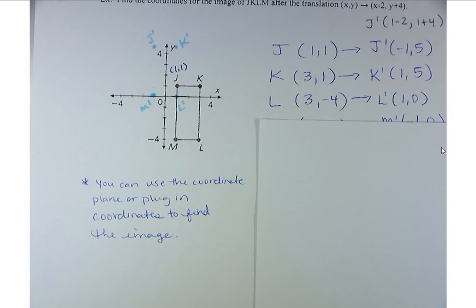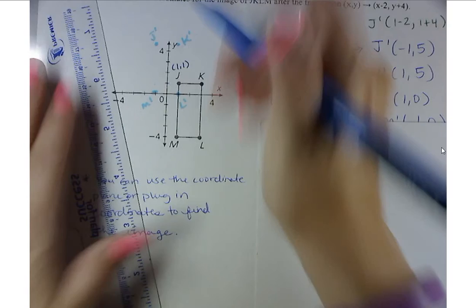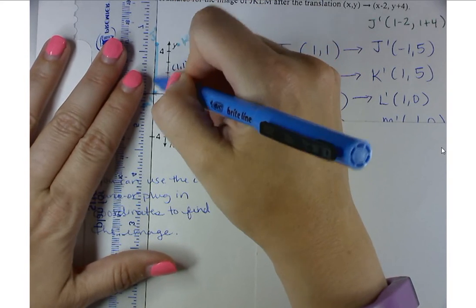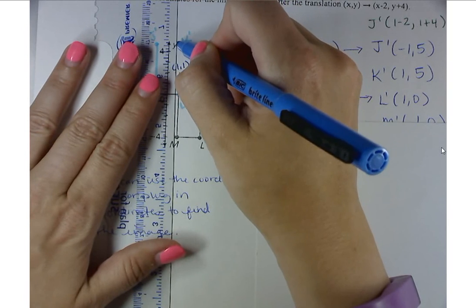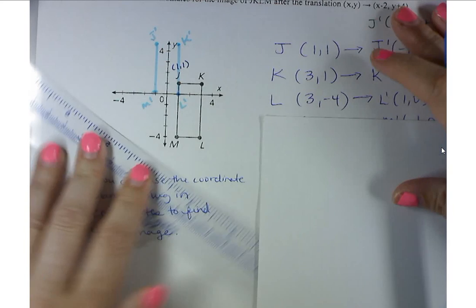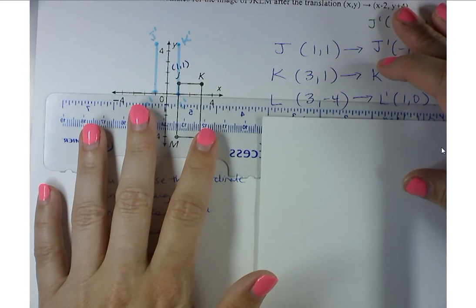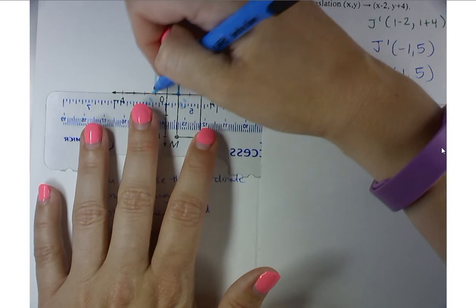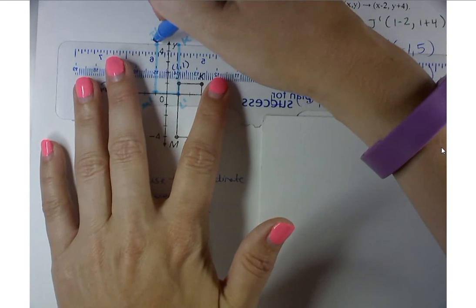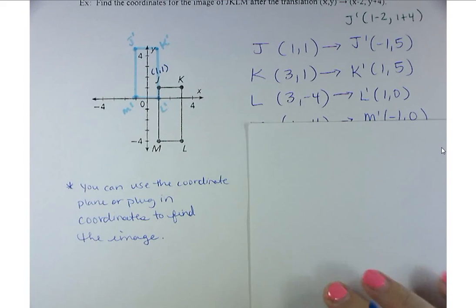And you can choose. If you can do it without using the coordinate plane, feel free. If you like it, you can use it. Do we know what kind of transformation this would be? Yep, a translation. It even tells you in there.